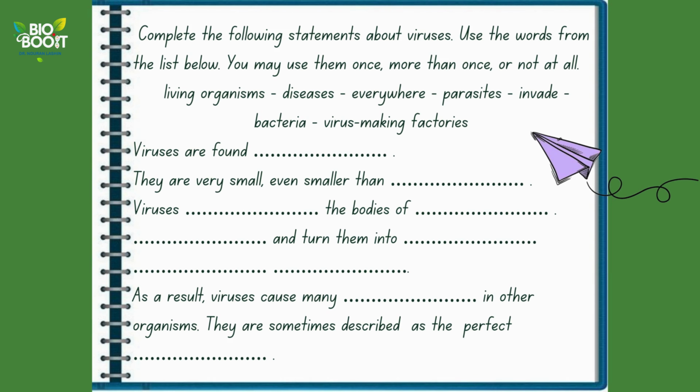Virus-making factories. Once a virus invades a host cell, it hijacks the cell's machinery, like ribosomes and mitochondria, to copy its genetic material and create new virus particles. Diseases. This is the negative effect of the viral invasion and replication process, which damages the host organism and leads to illnesses like the flu, COVID-19, or measles. Parasites. A parasite is an organism that lives on or in a host organism and gets its food from or at the expense of its host. Viruses are perfect parasites because they are entirely dependent on their host for replication.